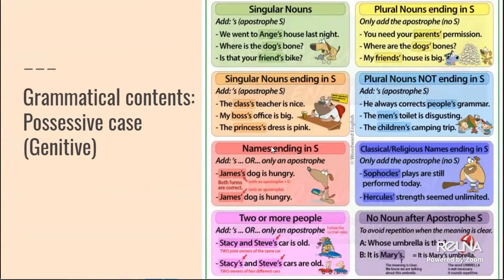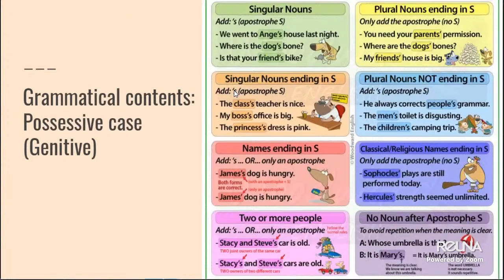What else? Names ending in S. For example, James, como habíamos dicho, o Carlos, Jesus, todo eso. Se le puede agregar la S y también se acepta que no se agregue. Por ejemplo, James' dog is hungry. James's dog is hungry. Both forms are correct. Okay. Sí, ahí está la opción de usar ambas, ¿ya? What else? Y el resto, ¿cierto? Plural nouns non-S, ya lo mencionamos, ¿cierto? Men's toilet is disgusting. Children's camping trip. Apostrophe S.